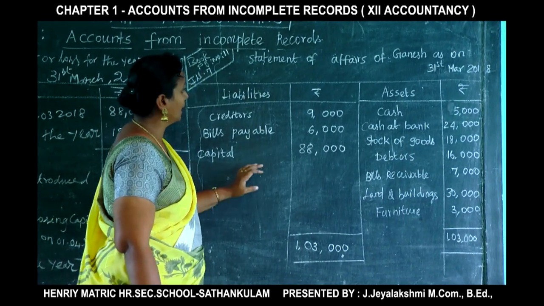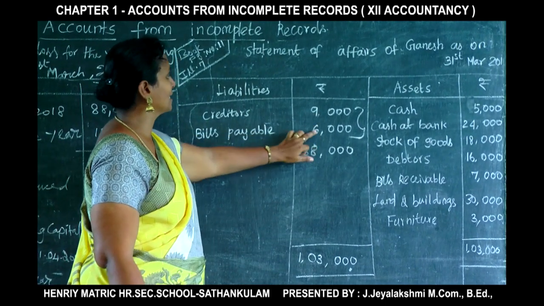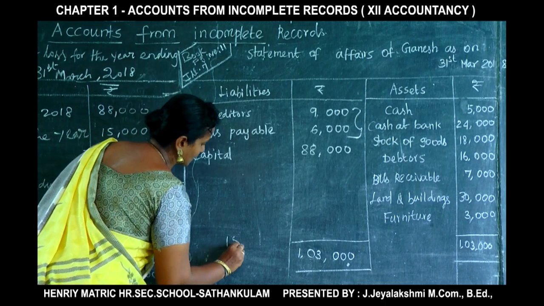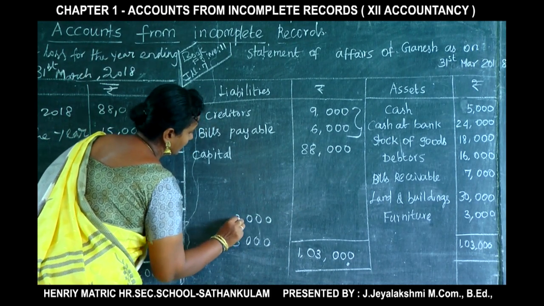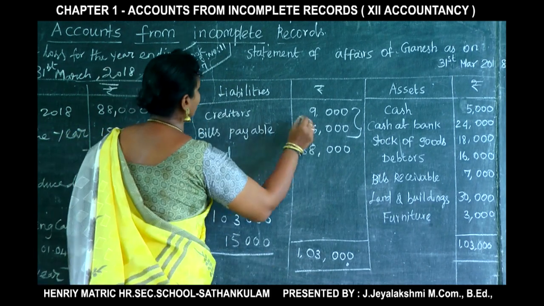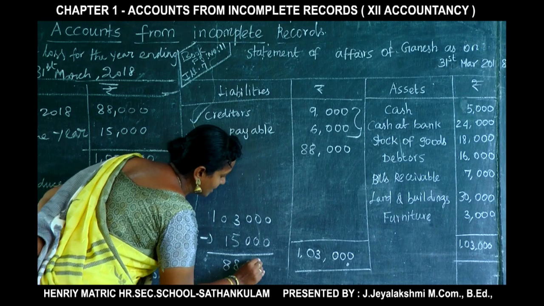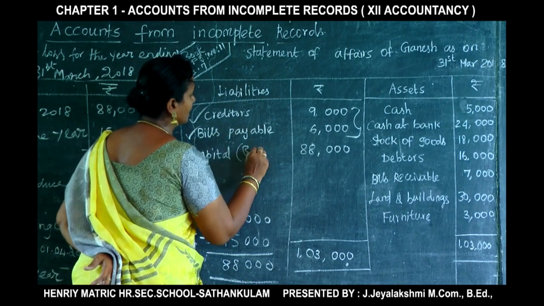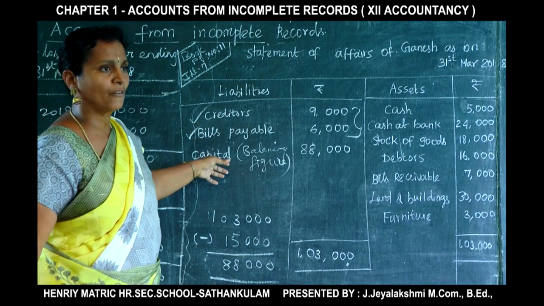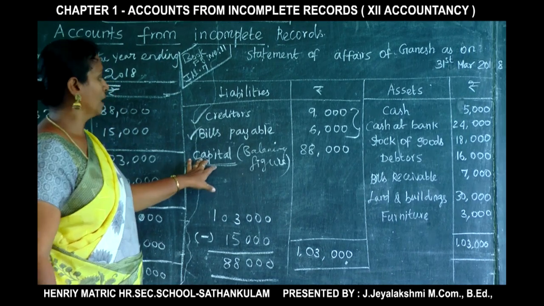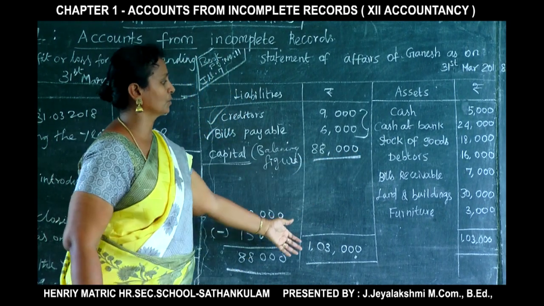By this we get 1,03,000. On the liabilities side we have only two items, 9,000 and 6,000, which total 15,000. From 1,03,000 we have to reduce the creditors and bills payable, and then we get 88,000. This has to be carried as the balancing figure. The main motive is to calculate the capital. So the capital at the year end is 88,000, and the two sides are equal.